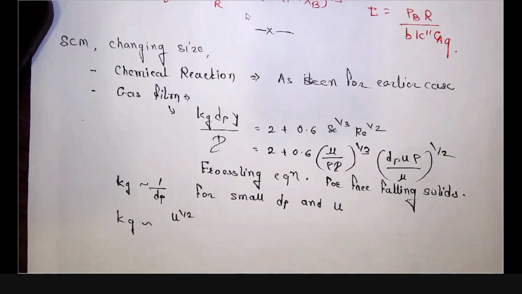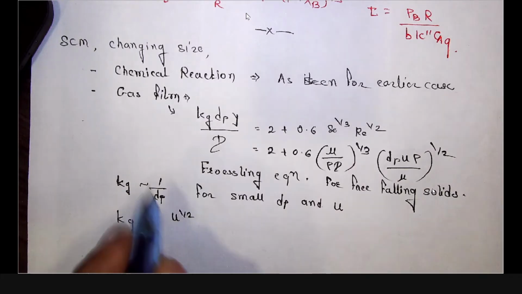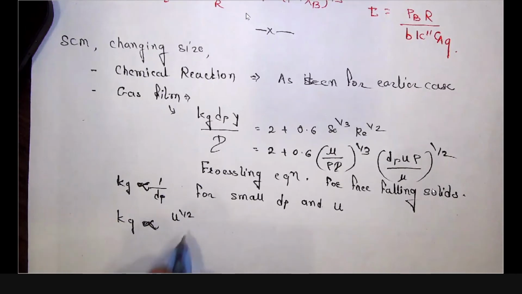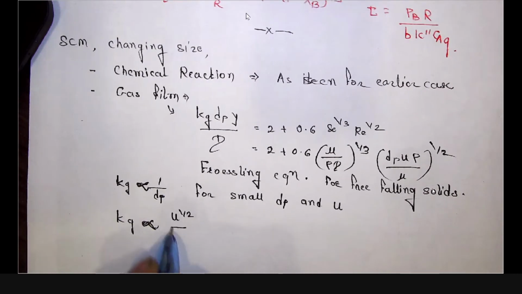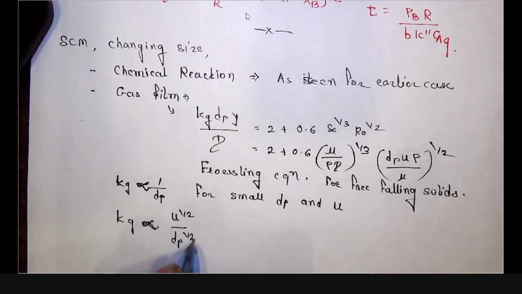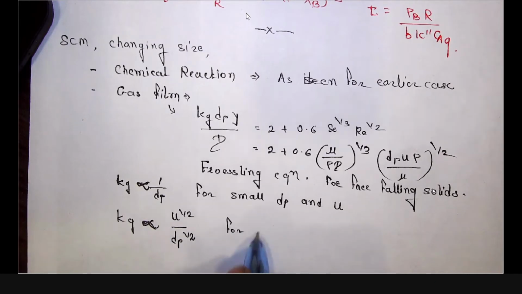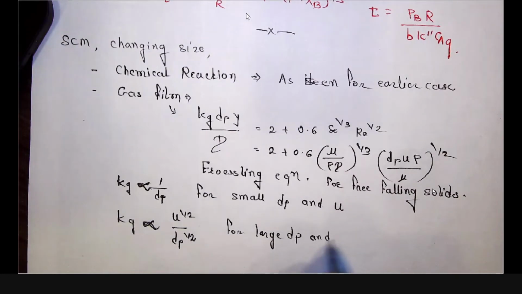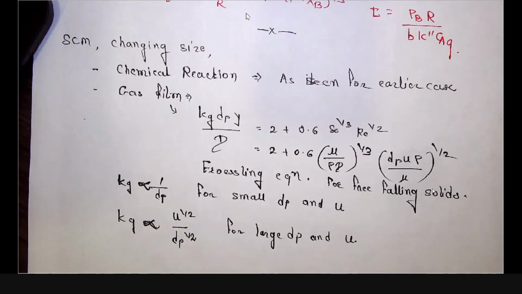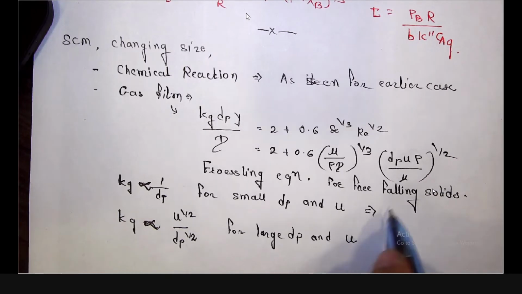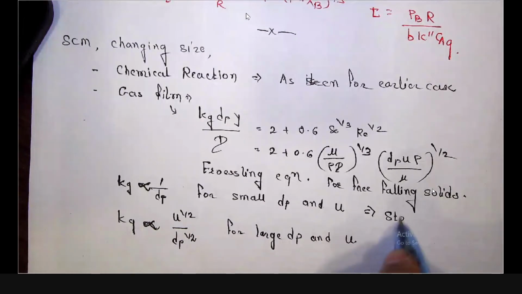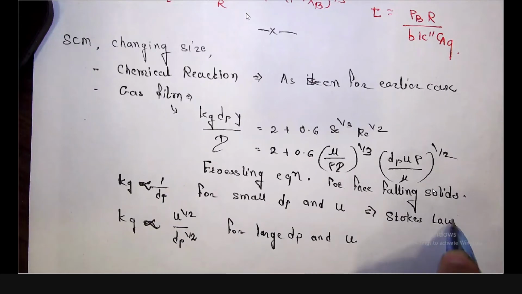Yes, it should not be approximating. It should be directly proportional. Remember, it is equal to 1 by dp, and this is for large diameter and velocity. So this particular one is the regime where the Reynolds number is very small, and this comes under the Stokes law regime.